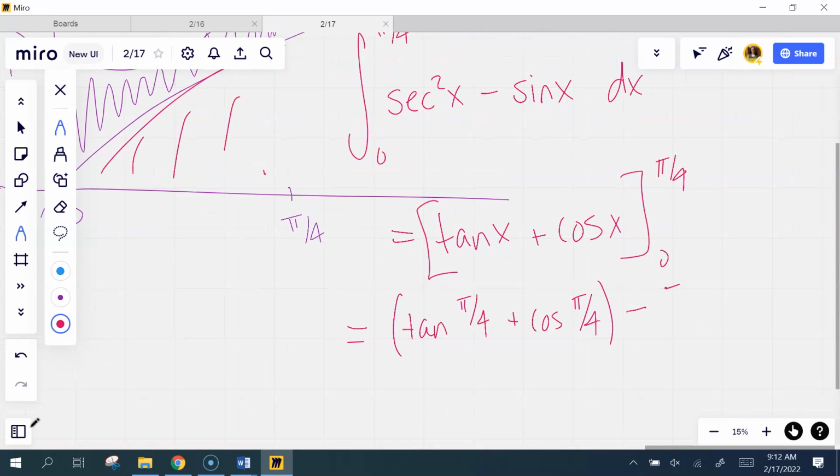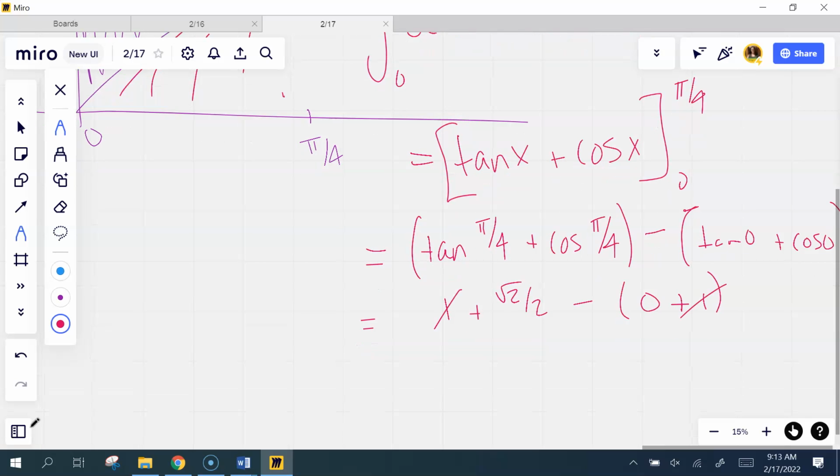Minus the tan of 0 plus the cosine of 0. All right, so here's that unit circle, all that good practice we did with that unit circle. Tangent of pi over 4 is 1. The cosine of pi over 4 is square root 2 over 2. The tangent of 0, the cosine of 0, I said that backwards. 1 minus 1, so it's just square root 2 over 2. Pretty easy so far.